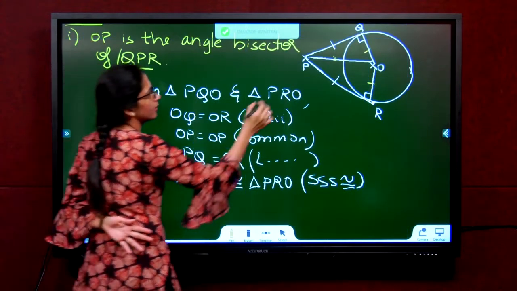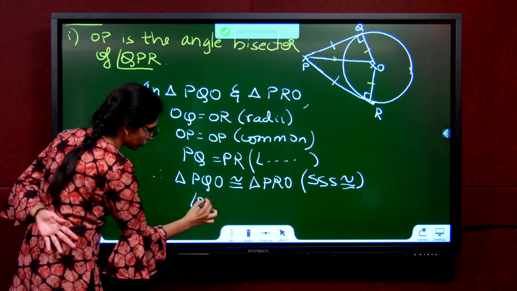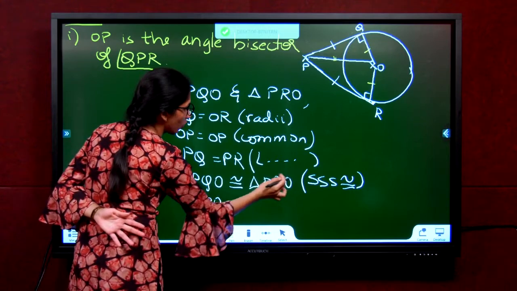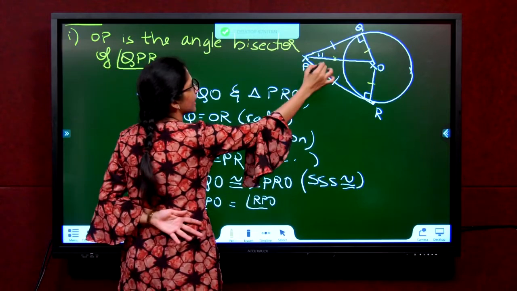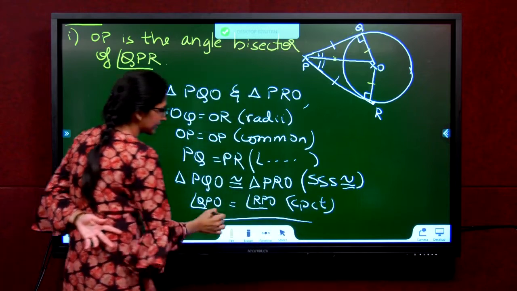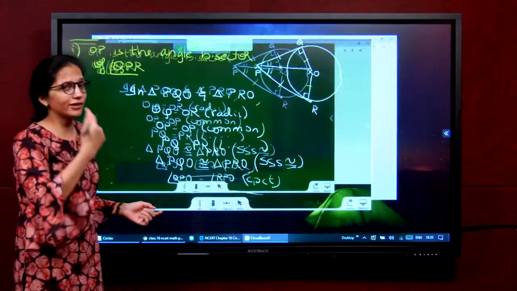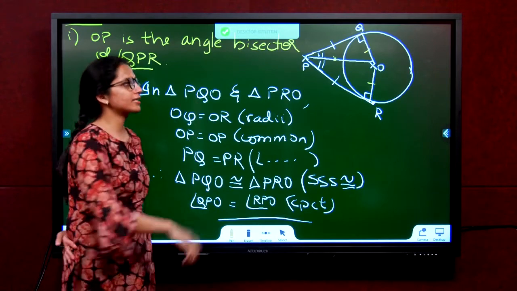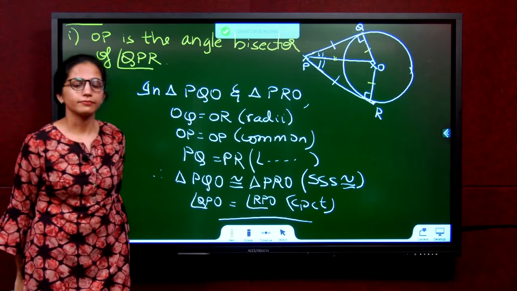Now you want the angle QPO. See here, angle QPO. So you have to take here RPO. Is it equal? Yes, that means this angle became equal to this angle by CPCT. So therefore, yes, I can say OP is the bisector of that angle. You have to conclude. Whatever I am telling, you have to conclude it in a statement there, okay? So therefore, OP is the angle bisector of angle QPR.